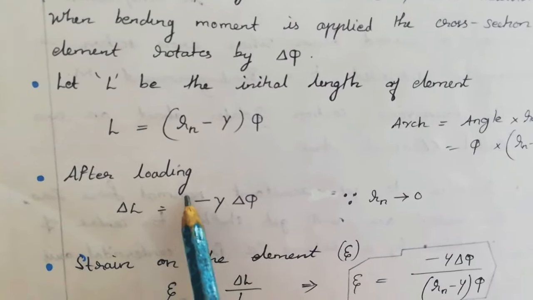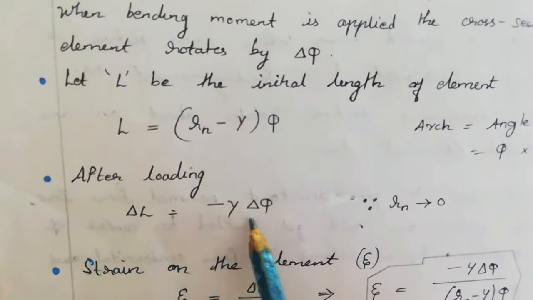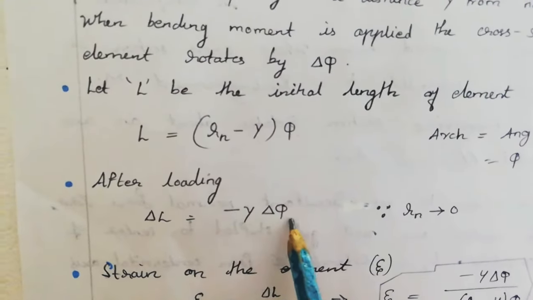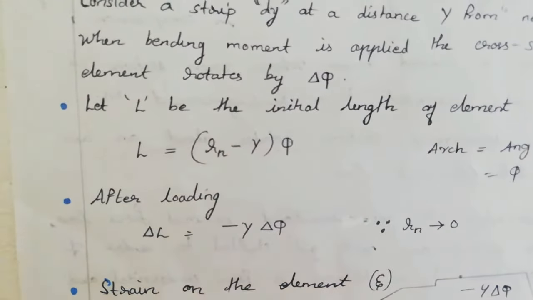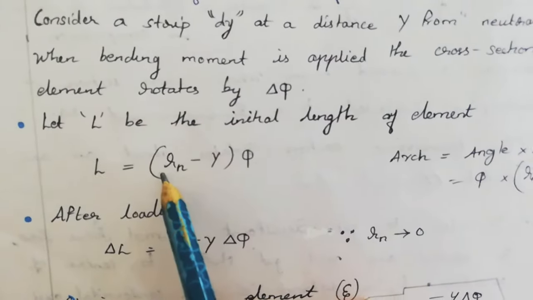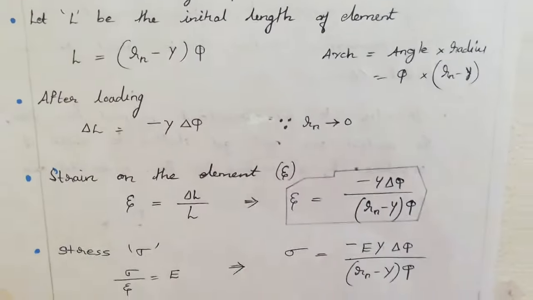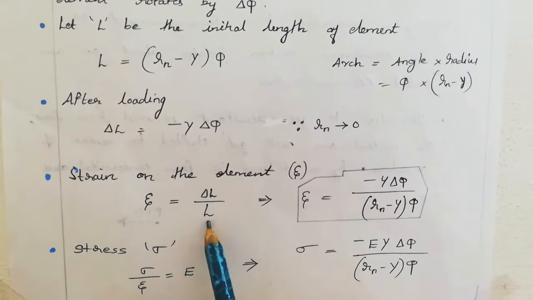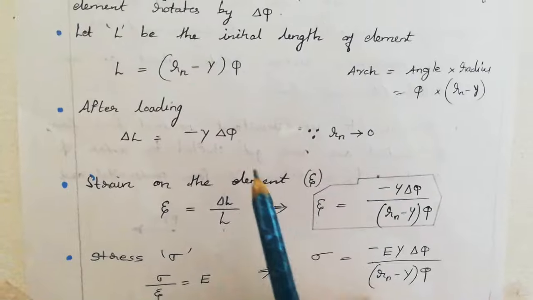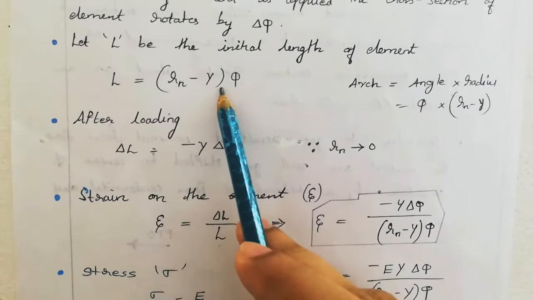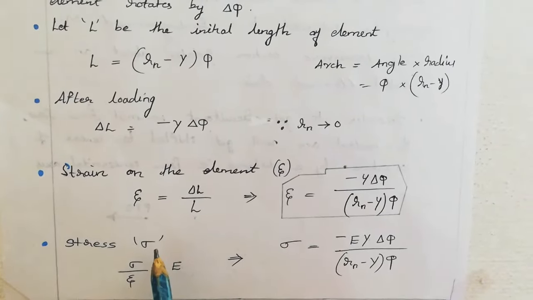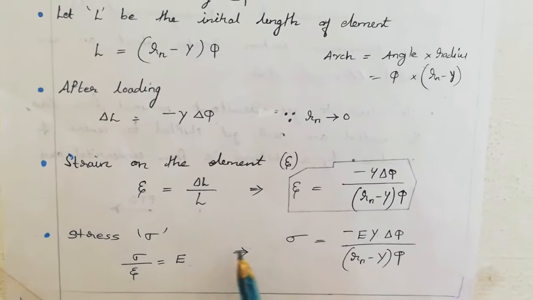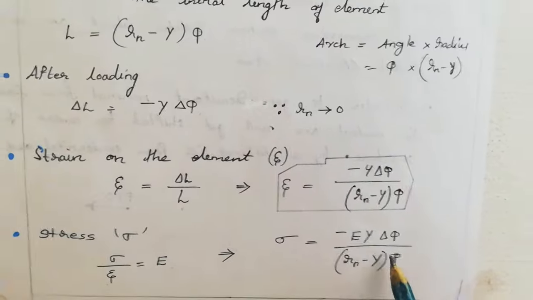After loading, the angle of rotation is delta phi. Change in angle is delta phi. Change in dimension is equal to minus y into delta phi as the neutral axis gets shifted. We can consider Rn is equal to 0. Now we can calculate the strain. Strain is equal to change in dimension by original dimension. Divide this by this. Stress is equal to strain into E from Hooke's law. We will get an expression for the stress.